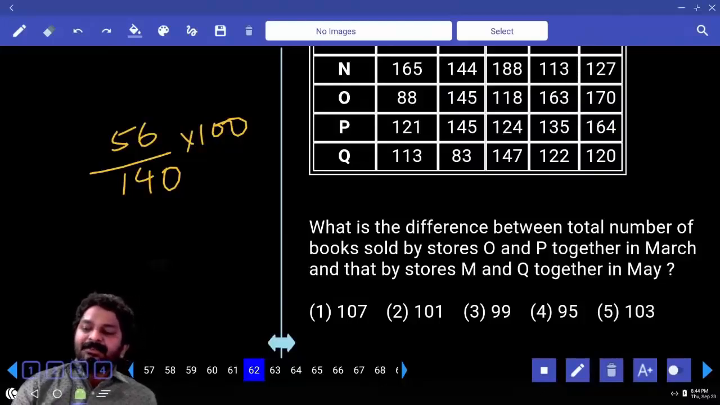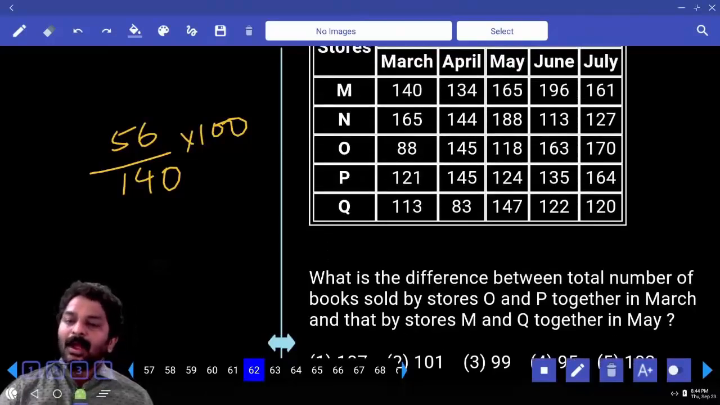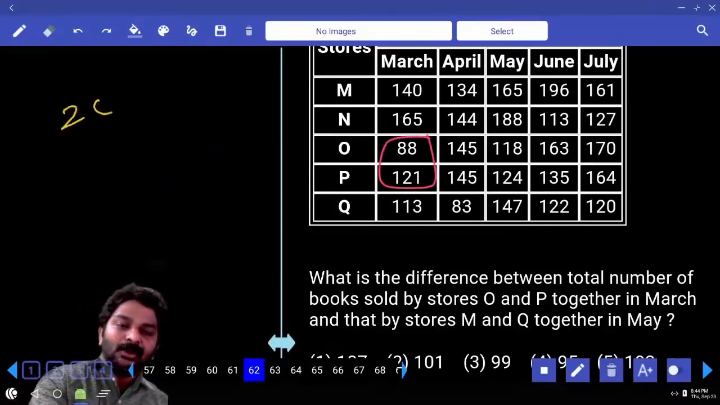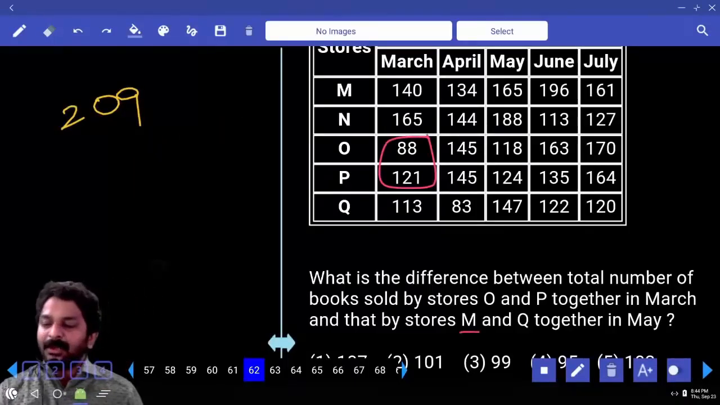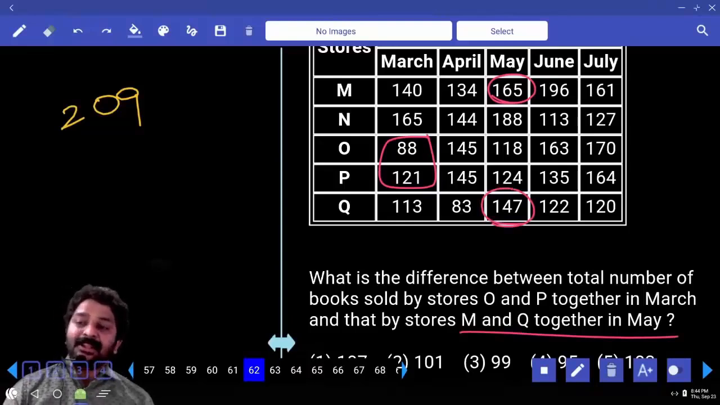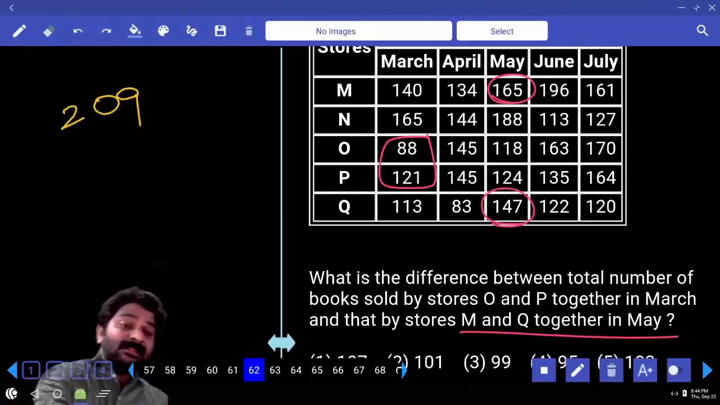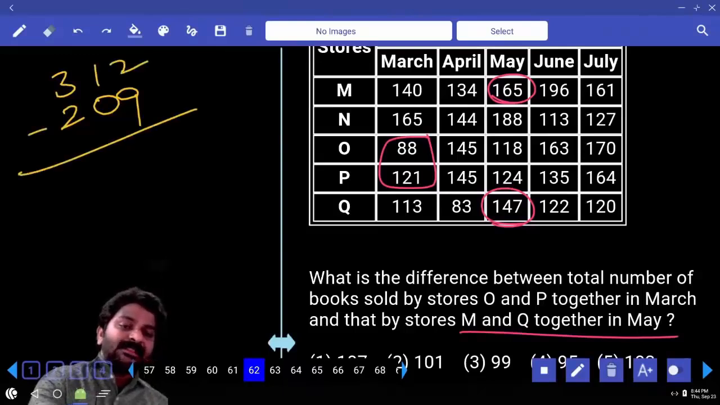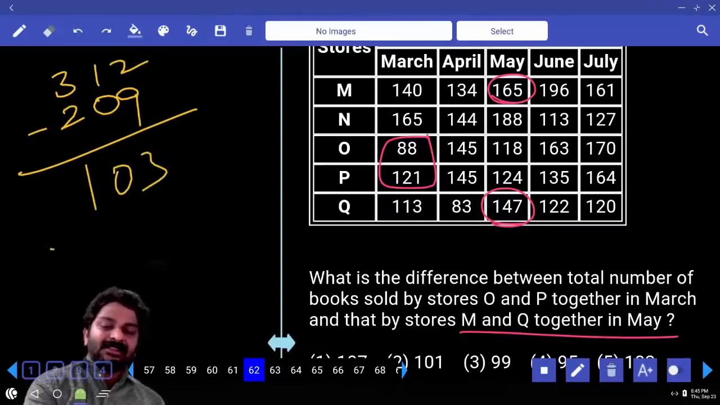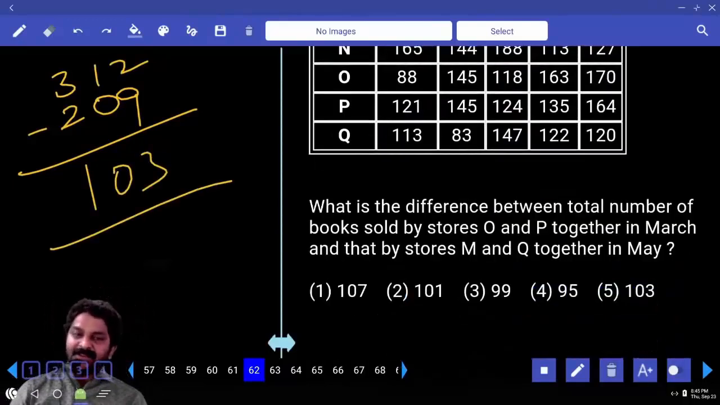What is the difference between the total number of books sold by O and P together in March? O and P together in March. Sum of these two numbers, that is equal to 209. And M and Q together in May. In the month of May, M and Q. 160, 140, 300. 5 plus 7, 12. 312. 300 minus 200, 100. 12 minus 9, 3. 103 final answer, or else last digit verification. 2 minus 9 ends with 3, and that's the right answer.